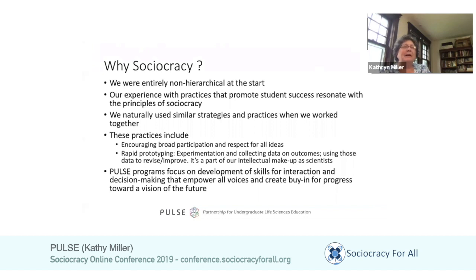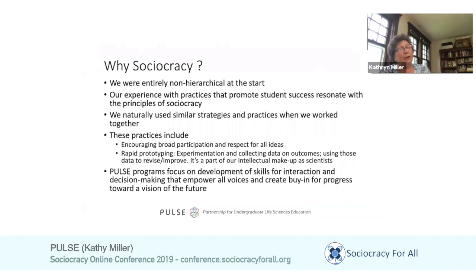The practices that we promote in teaching and learning, practices that promote student success, actually have a lot of resonance with the principles of sociocracy. So collaborative work, helping each voice be heard, taking personal responsibility, equity, all sorts of things that sociocracy promotes is also part of what we were trying to do with our students. And so we naturally gravitated towards those types of strategies and practices when we were working together. And so again, it was quite a natural fit.